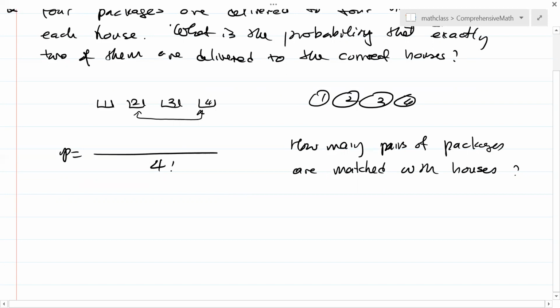So you have four houses, number 1, 2, 3, 4, and you pick a pair of houses that get the correct packages. So how many pairs are there? It'll be 4 factorial divided by this. But the other two houses must be switched, so there's no other choice. There's a unique way to deliver the packages to the other two houses, because they cannot get correct packages, they have to switch those two numbers. So the second step has only one choice. The first step is to select a pair of houses to get the correct packages. So the answer will be 1/4.